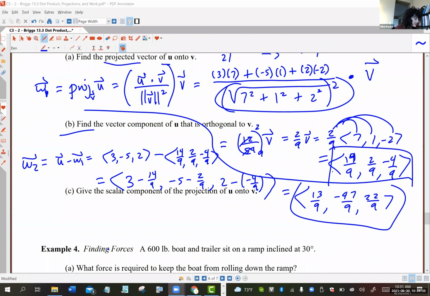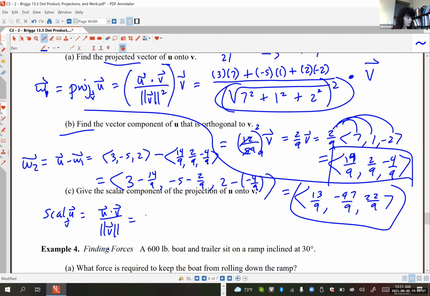Letter C says, give the scalar component of the projection of u onto v. So the scalar of u onto v is equal to the dot product divided by the magnitude. This is where you won't have the magnitude squared, so you will have a square root in your final answer. We already got the dot product. It was 12. And then our magnitude of v was square root of 54.